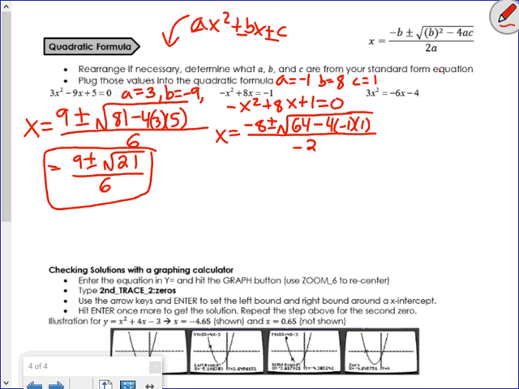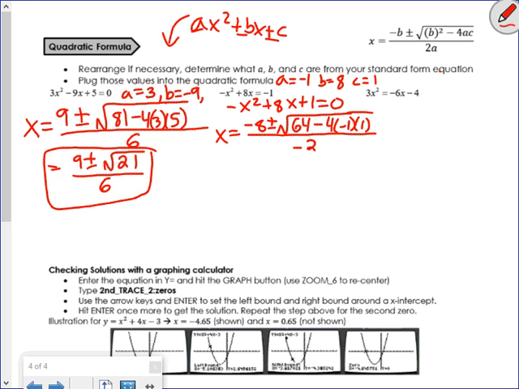Does everybody follow where I am? Just plugging stuff in, doing some mental math along the way. Yes? Not done yet. Calm down. This is not my final answer.